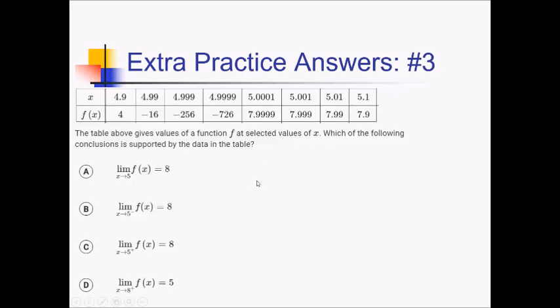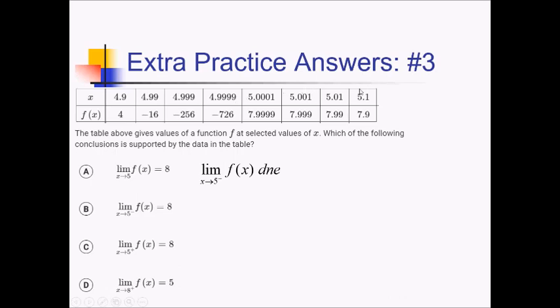For this problem, we have a table of values for f, and we want to know which of these conclusions is supported by the data in the table. As we look at the table here, we're getting closer and closer to 5 from both the left and the right side. That's the pattern they've set up with these x values. As we approach 5 from the left side, the left-sided limit, it doesn't look like we're really approaching a single y value here. In fact, we keep getting more and more negative. So you might make an argument for negative infinity. Maybe that's up for debate. But definitely the limit does not exist as we approach 5 from the left side. There's no single number we're getting closer to.